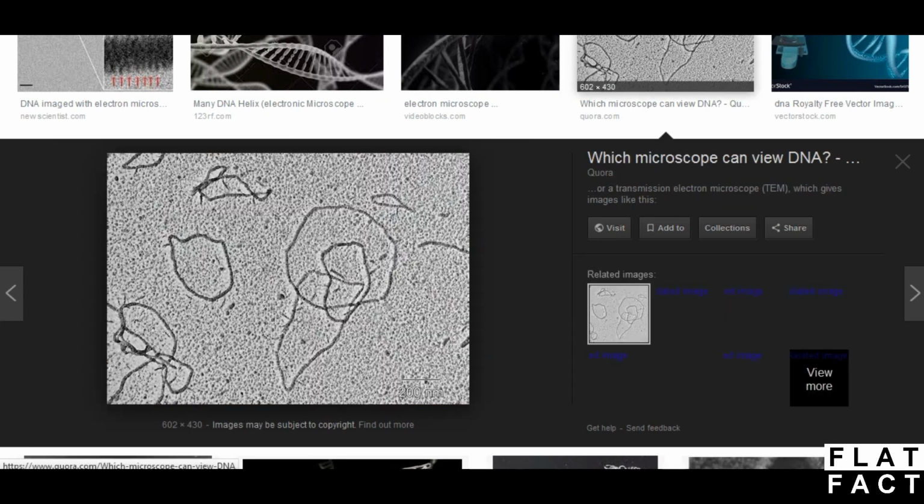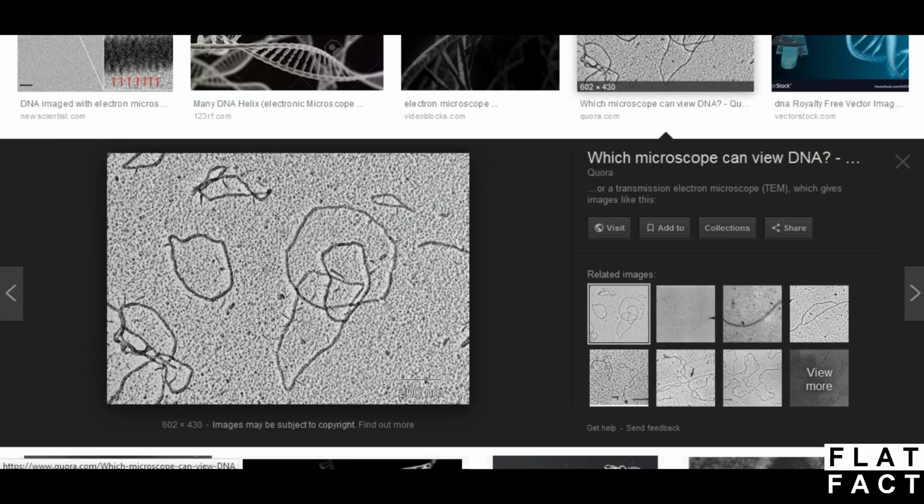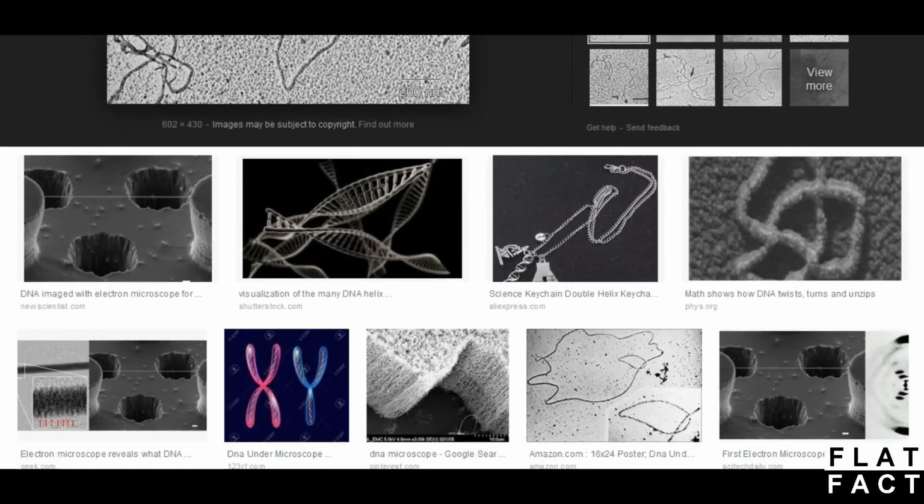This is a DNA image with an electronic microscope. Can you see the DNA helix? I can't either. Here is someone asking which microscope can see DNA. The answer given is the TEM, the transmission electron microscope, which will show you an image like this. So how did Watson and Crick find the DNA helix back in the 1950s?